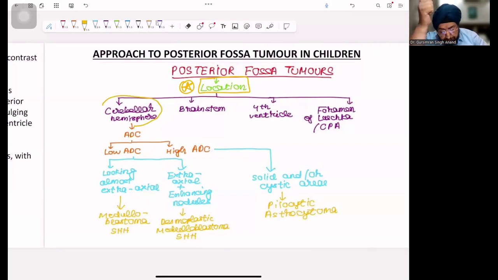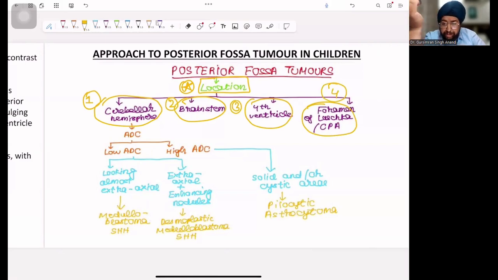Is it in the cerebellar hemisphere? Number one. Is it in the brainstem? Is it in the fourth ventricle, or in the foramen of Luschka or the CP angle region? What we are concerned about here is these three things: your cerebellar hemisphere, fourth ventricle, and your foramen of Luschka. Brainstem, we'll have some separate case for this. I'll be having you with a brainstem or a pontine glioma, and then we'll study the approach to the brainstem posterior fossa pediatric tumors. But right now, what we are concerned here is about these three locations.